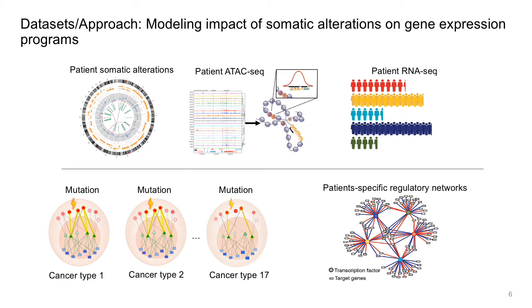Our model takes the patient's somatic alterations as the input and utilizes ATAC-seq data to define a prior for the cancer-specific regulatory network. The model will finally predict the patient's RNA-seq in a personalized way for all the 17 cancer types.